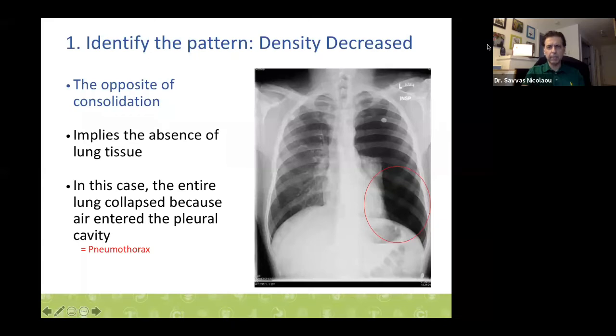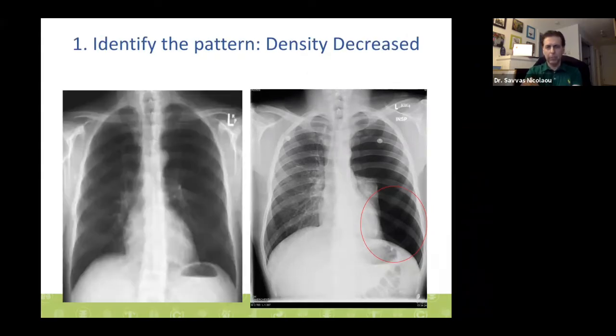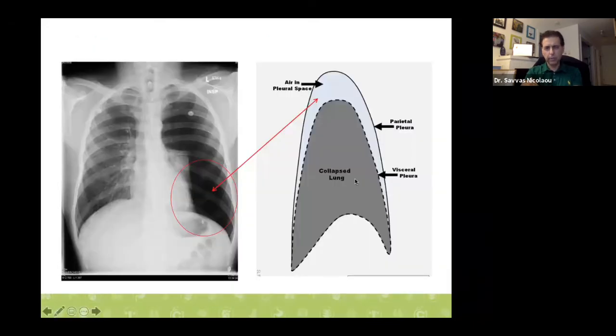The next thing I want to say, identify the disease. This is decreased. So why is it important? Normal lung, decreased, very dark. That means there's air now that's present in the pleural cavity, indicating the presence of a pneumothorax. So decreased density, pneumothorax, and what is a pneumothorax?